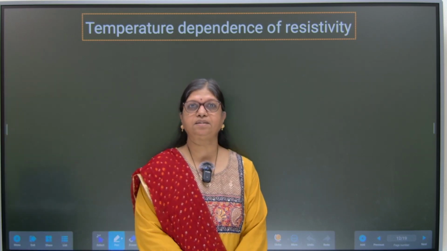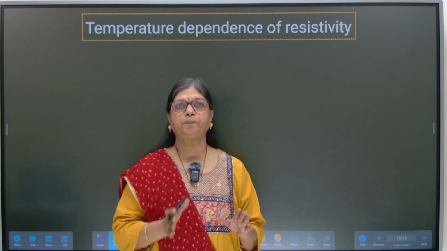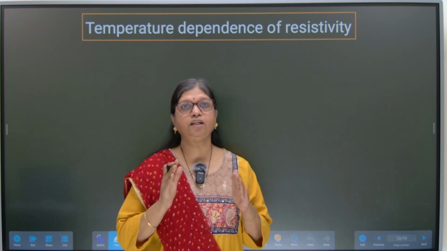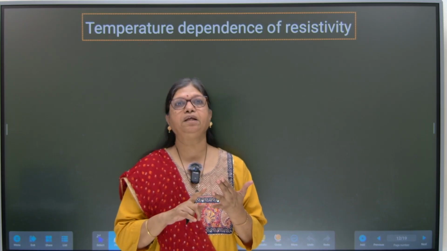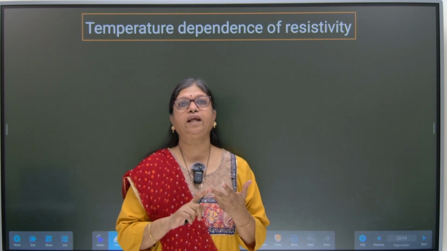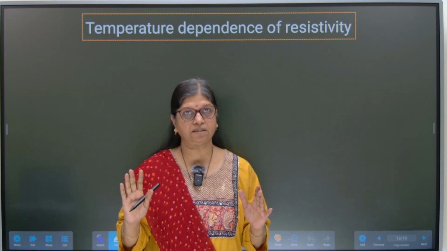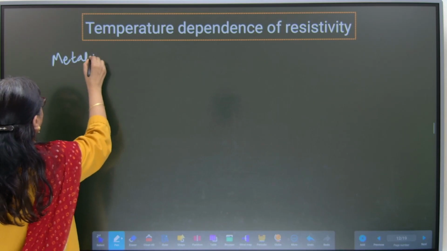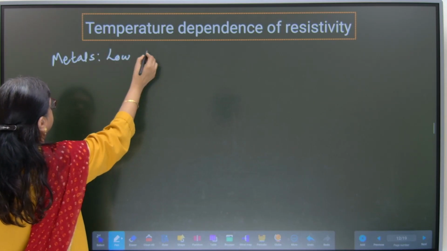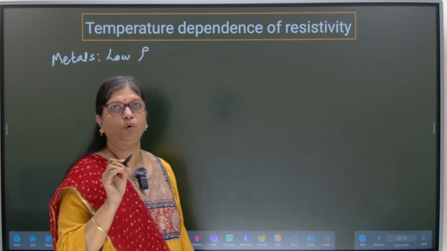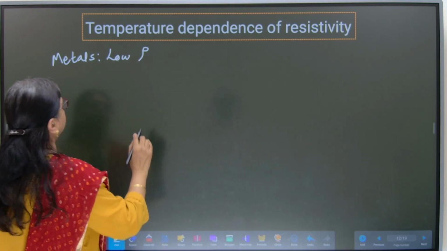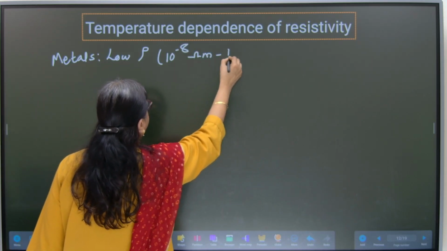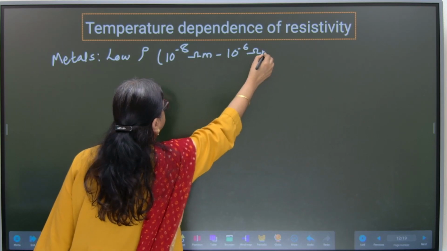Now, what is resistivity? Resistivity is a property of the material which classifies a material into metals, semiconductors and insulators depending upon their respective resistivity. Metals have lowest resistivity. Resistivity is denoted by rho, as you have seen, and normally ranges from 10 raised to minus 8 ohm meter to 10 raised to minus 6 ohm meter.